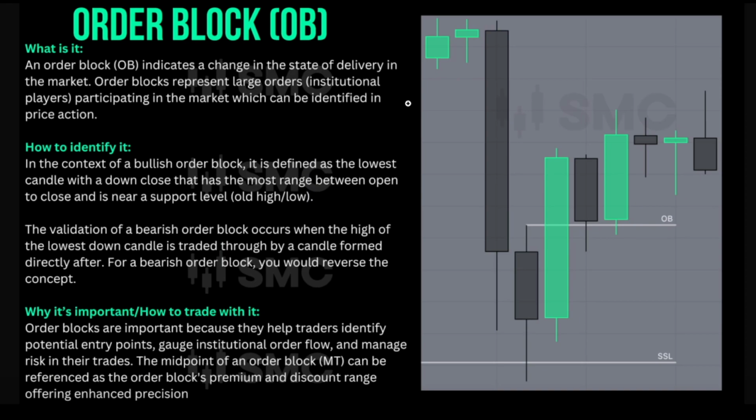So what is an order block? An order block indicates a change in the state of delivery in the market. Order blocks represent large orders, institutional players participating in the market, which can be identified in price action. So how do you identify them?